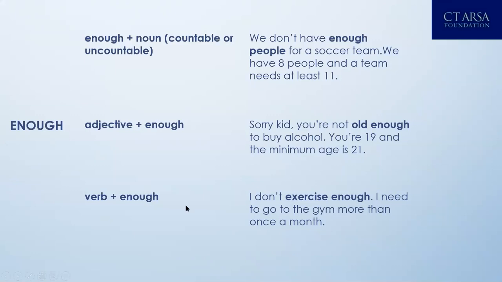Enough also can be placed after verb. I don't exercise enough. I need to go to the gym more than once a month. I don't sleep enough. I don't eat enough. Okay, so the position is verb and then enough. It's just like adjective plus enough. So verb plus enough, adjective plus enough. But when it is noun, enough and then noun.